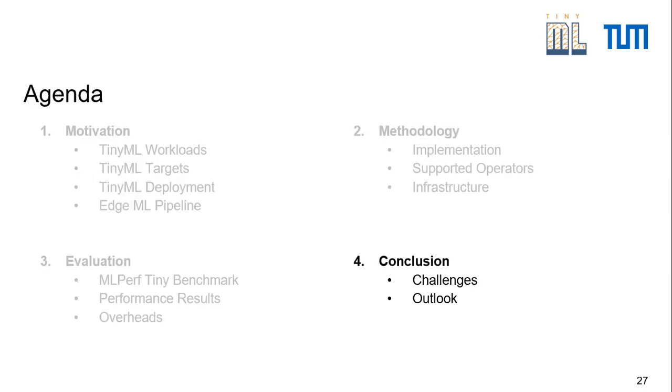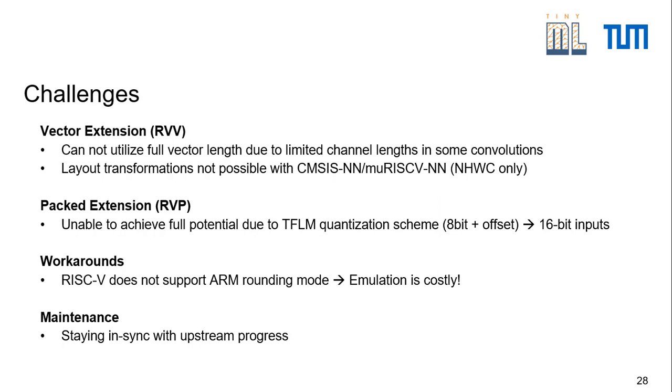So what are the challenges we had to deal with implementing muRISC-V-NN? First, for the vector extension, even if you have very long vectors available, you can often not make use of these long vectors due to the nature of some layers in machine learning models, for example, some convolutions which have limited channel length. So this is obviously a limitation, and also CMSIS-NN and muRISC-V-NN can only operate on the channels last layout. So you cannot improve, for example, the spatial locality by transforming to a different data layout.